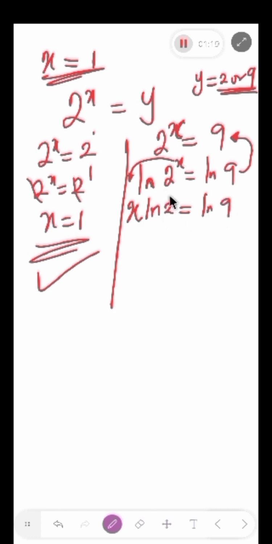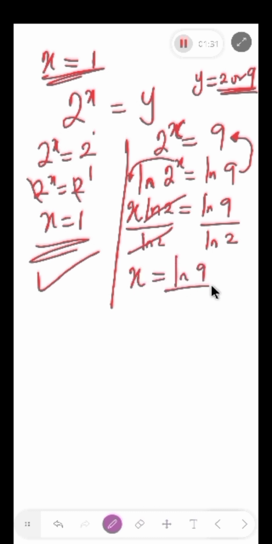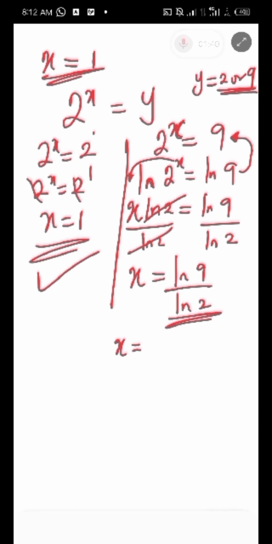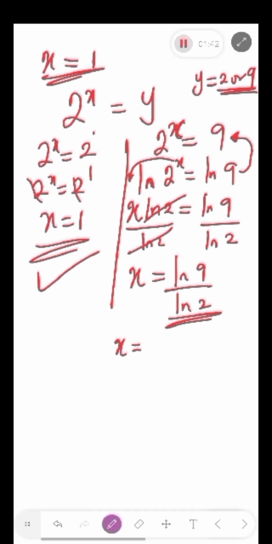So this natural log of 2 is just a constant. So you can divide both sides by ln 2. If this cancels this, I have x is equal to ln of 9 over ln of 2. You can actually punch this into your calculator to get your final answer. And if you do that, you get this result, 3.1699.